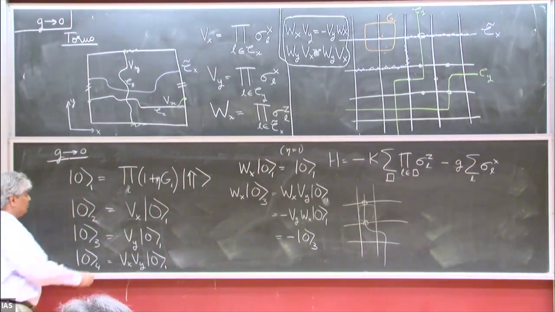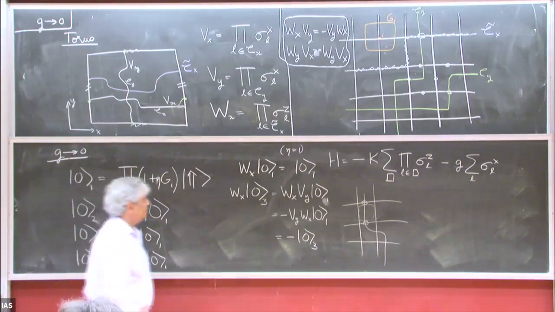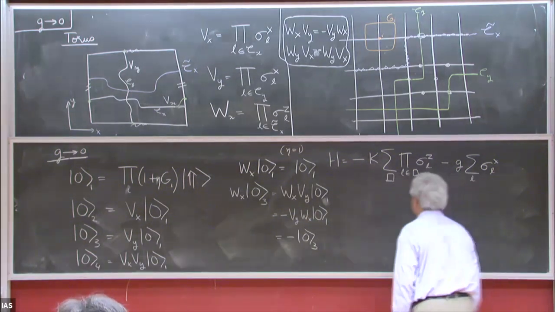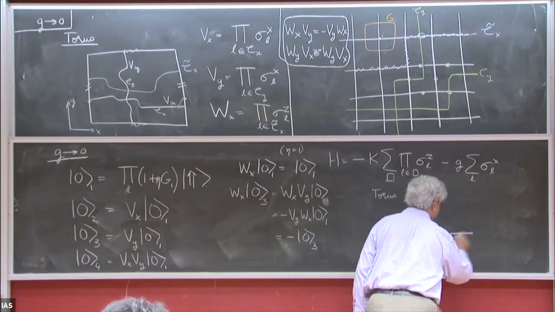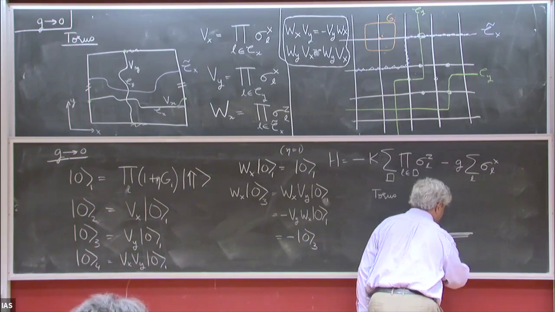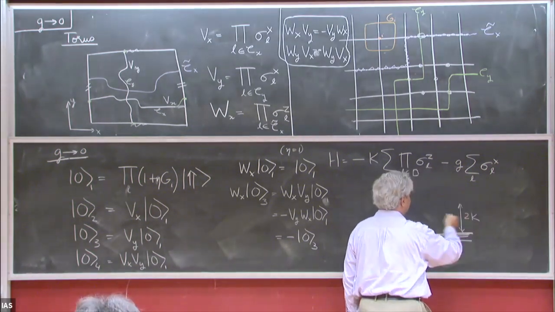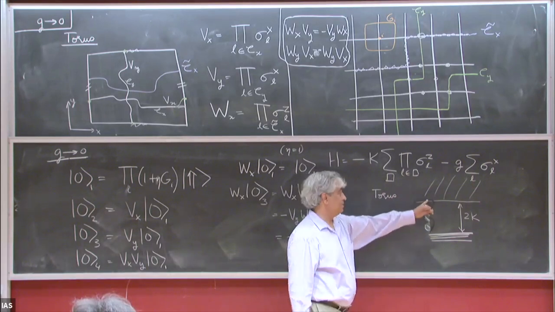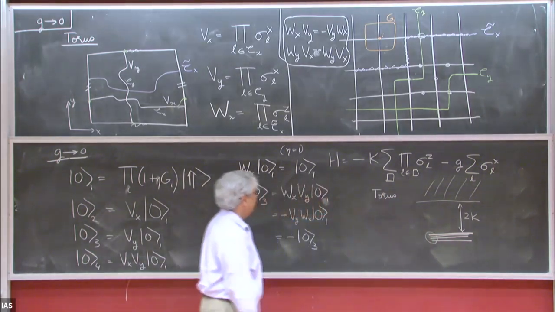So now the natural question becomes, what happens to these degenerate states when g is not zero? So I have 4 states. If I just diagonalize the full Hamiltonian on the torus, the spectrum has 4 states which have exactly the same energy. Then there's a gap of 2K, because one of the plaquettes has the opposite sign. And then I have lots and lots of states which I haven't discussed, which we'll probably discuss a bit later. But now we are interested in this 4-fold degeneracy on the torus. And here are the 4 states.